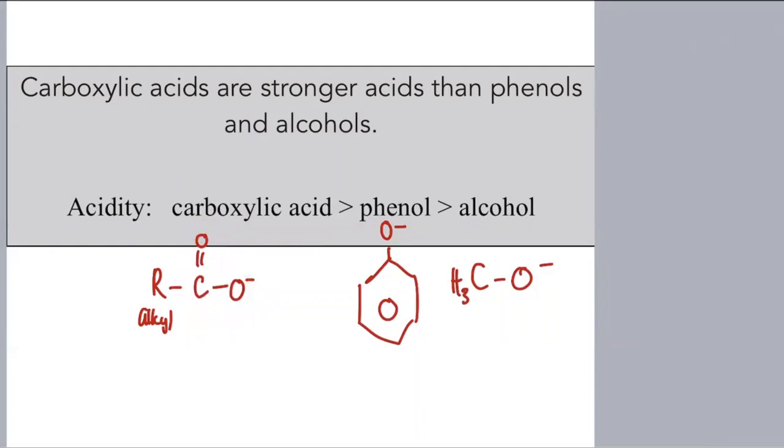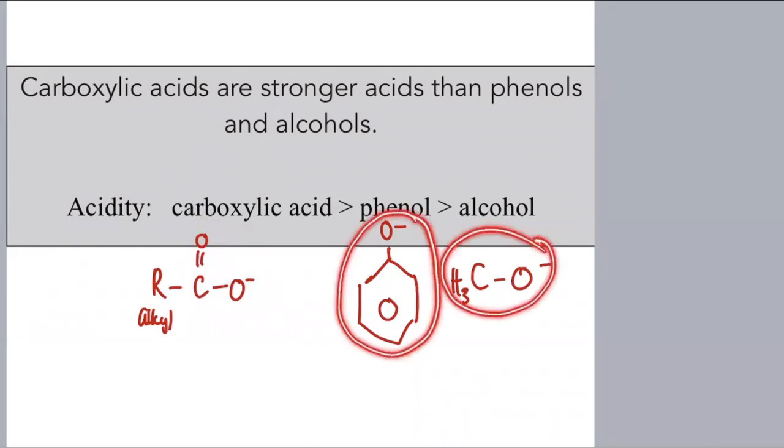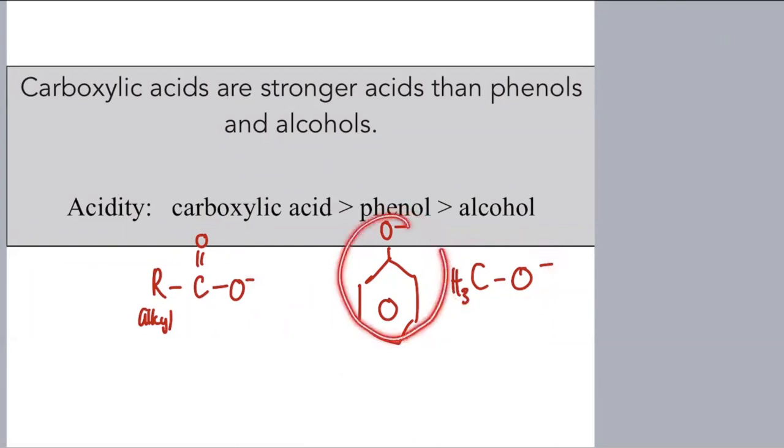Okay, that explains why carboxylic acid is more acidic than phenol. If you want to explain why phenol is more acidic than alcohol, then you also talk about the delocalization of phenol. This negative charge on the oxygen is being spread out, or delocalized, into the ring. So every time you see a delocalization, that means it's stable.